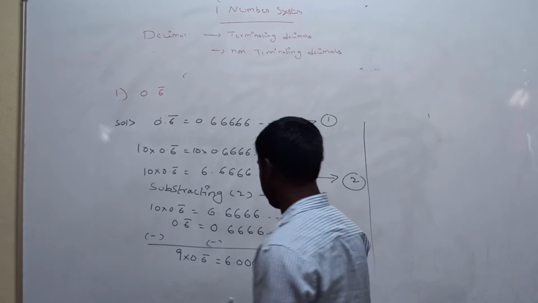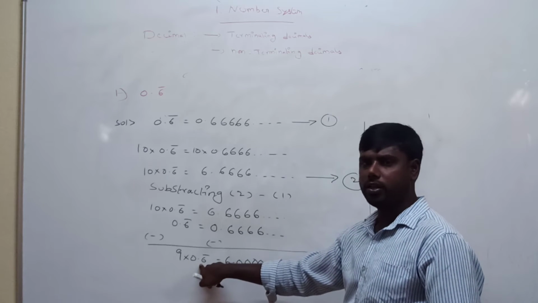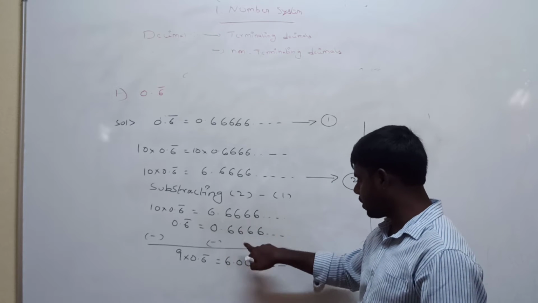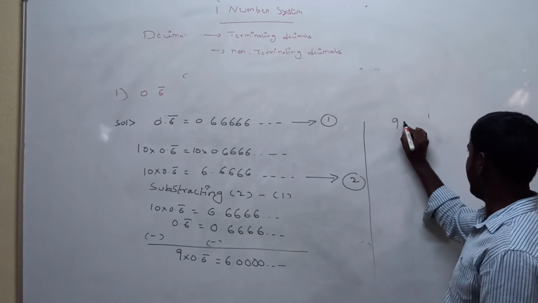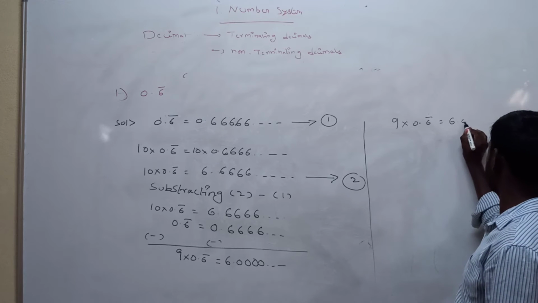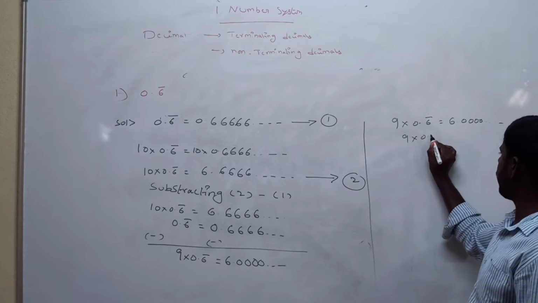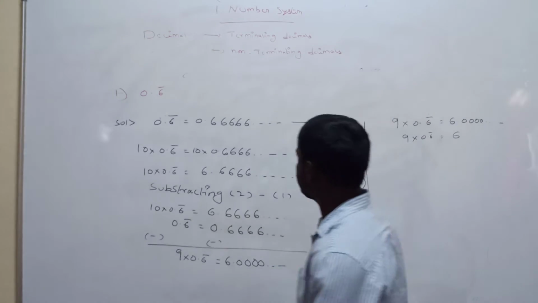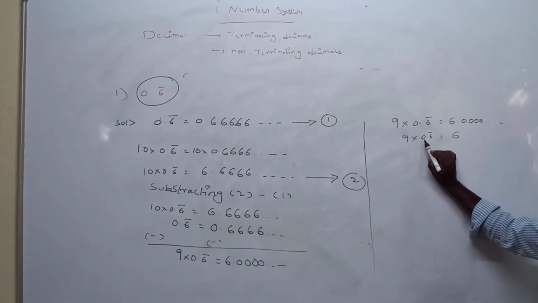So what is the answer you should get? 10 into 0.6 bar minus 0.6 bar is nothing but 9 into 0.6 bar, equal to 6 minus 0, which is 6, and then 6 minus 6 is 0, every time. So 9 into 0.6 bar is equal to 6.000 and so on, which means only 6. What value do you want to calculate? Only 0.6 bar.